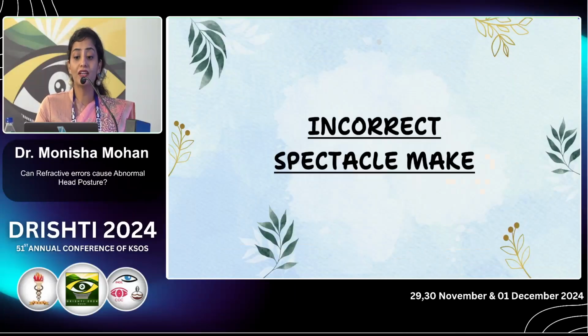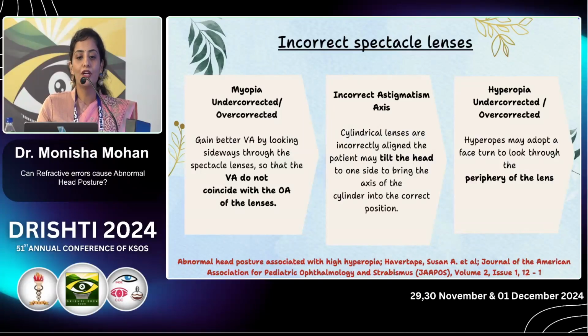So I was telling you about incorrect spectacle lenses. In myopia, if they're undercorrected or overcorrected, they don't want the visual axis to coincide with the optical axis. So they tend to have a face turn or look sideways in the spectacles. With cylindrical lenses, like I told, most of the time it's a head tilt. Either they would tilt their glasses or they would tilt their head. The easier would be to tilt their head. And the hyperopes will look through the periphery of the lens.